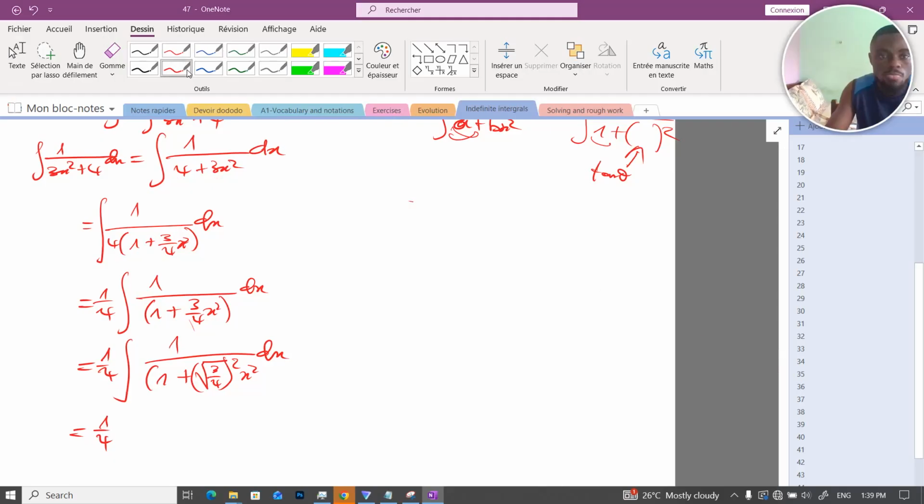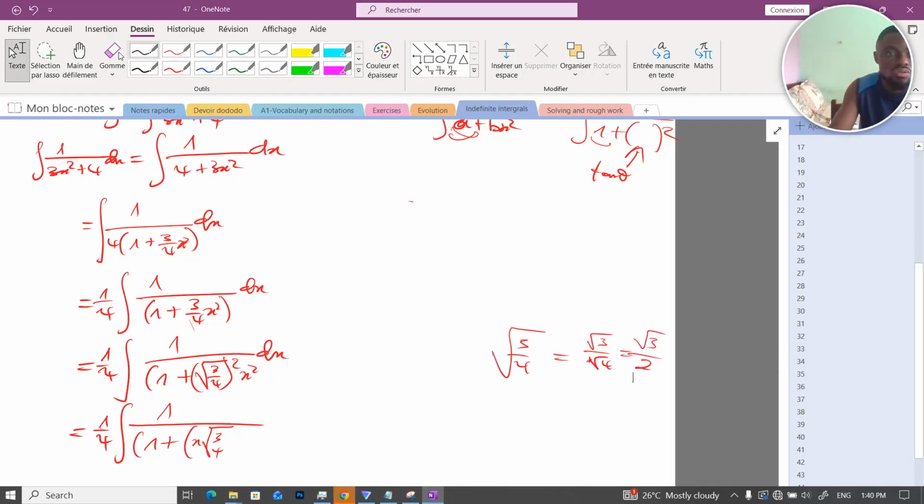So this will be equal to the integral of 1 all over 1 plus, since these have the same power, this becomes x times square root of 3 on 4. But I'll simplify this. The square root of 3 on 4 is the same thing as the square root of 3 all over the square root of 4, which is root 3 on 2. So this will be equal to x times root 3 on 2, all that squared, dx. Very good.